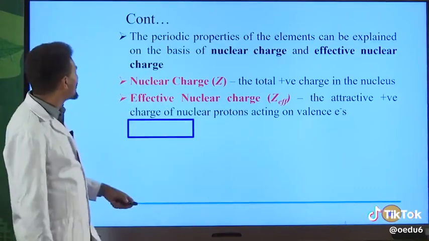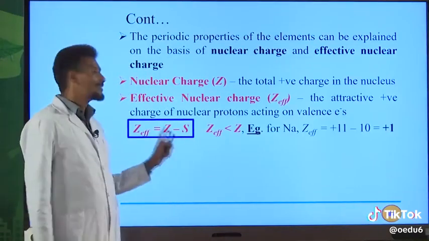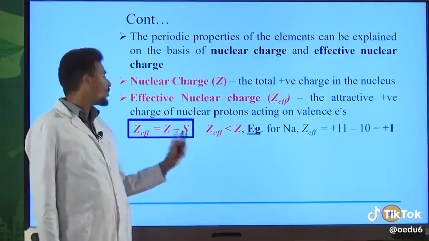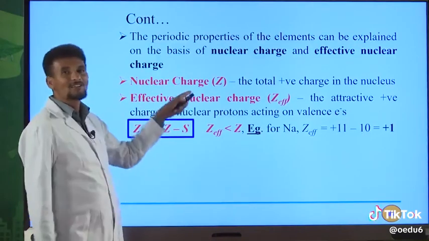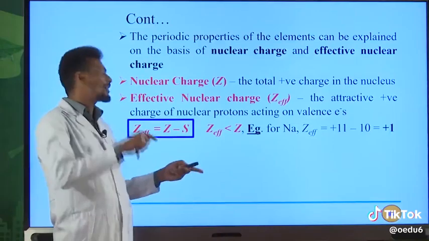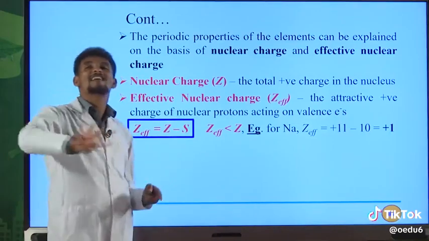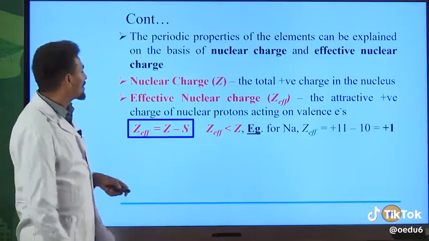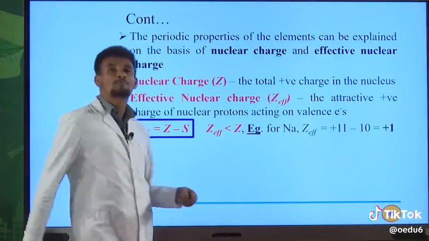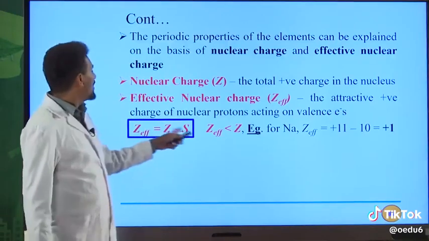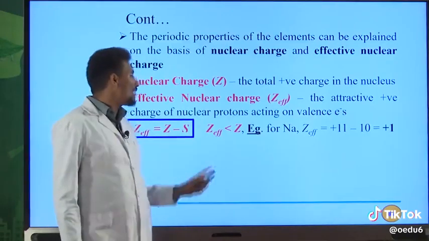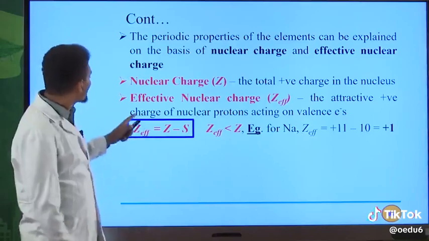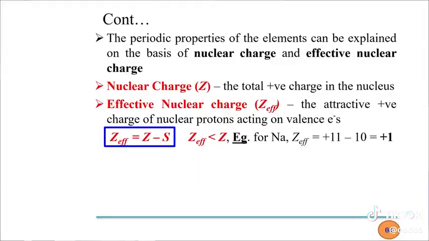It can be calculated using this formula: Z effective equals Z minus S. Z is the nuclear charge, the number of protons in the nucleus of the atom. S is the inner electrons that shield the valence electrons, designated by capital S. All the time, Z effective is less than Z. Effective nuclear charge is less than the nuclear charge, or number of protons, of the atom.